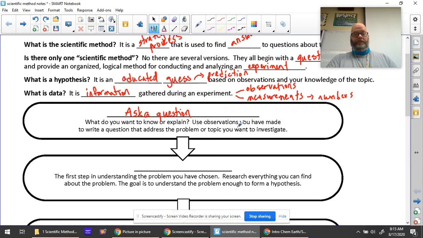So you've got to have some kind of a question. What do you want to know? What do you want to explain? Use observations you have made to write a question that addresses a problem or topic you want to investigate.